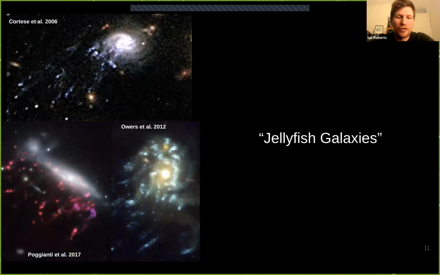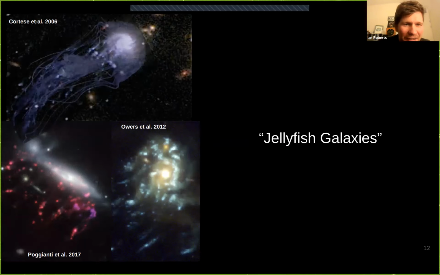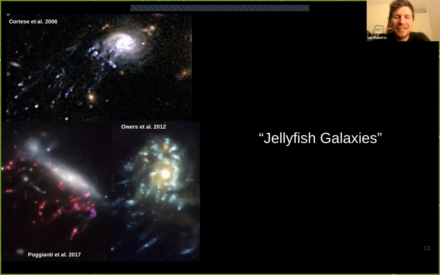So what do we look for observationally? This is where these jellyfish galaxies come into play. So this is sort of the idea here with the jellyfish galaxy. Classically or historically, this phrase was originally used for these galaxies which show these tails of stripped material, but more specifically, they show signs of active star formation in these stripped tails.